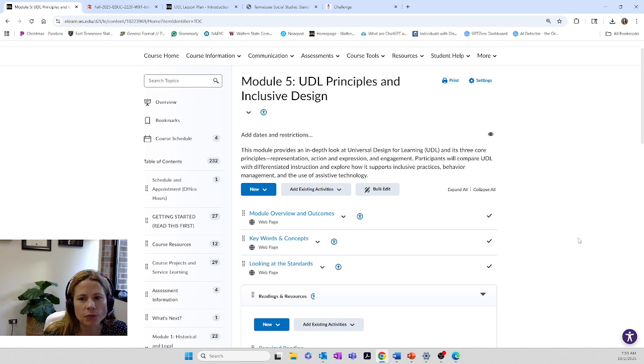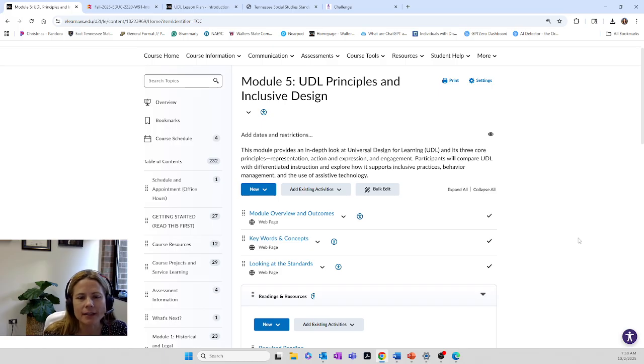Really, there are 7 principles, but there's 3 core principles that we are going to be focusing on, which is representation, action and expression, and engagement. So action and expression go together, and then you have engagement.